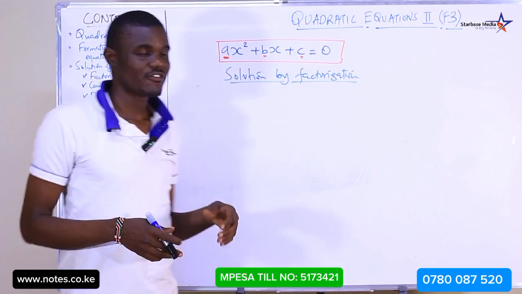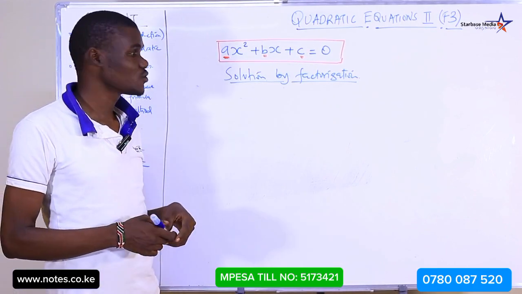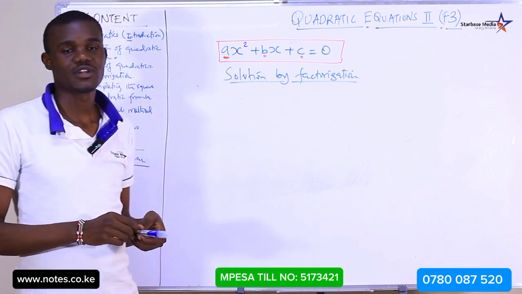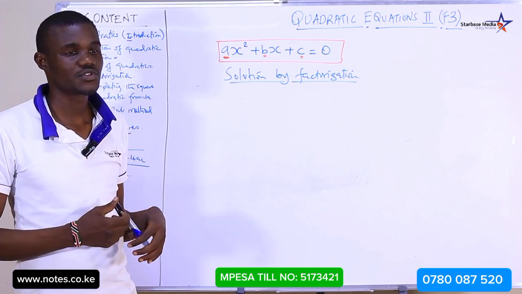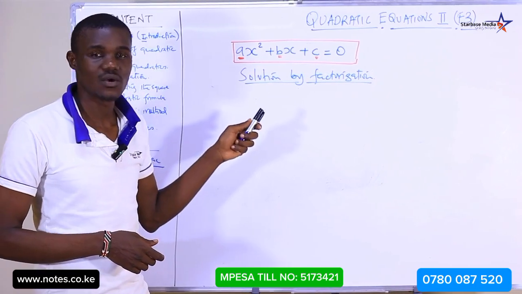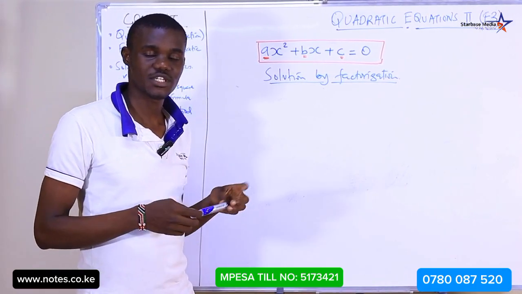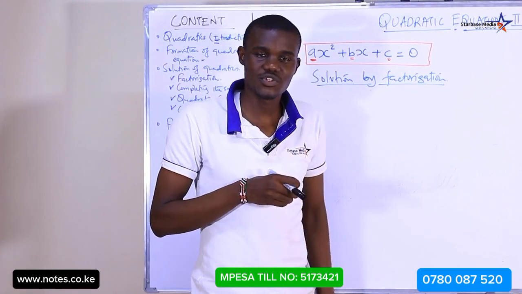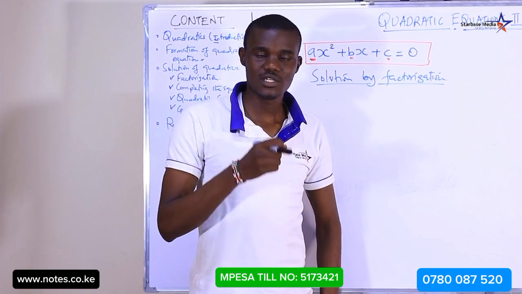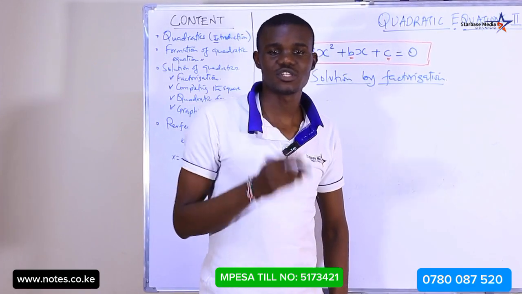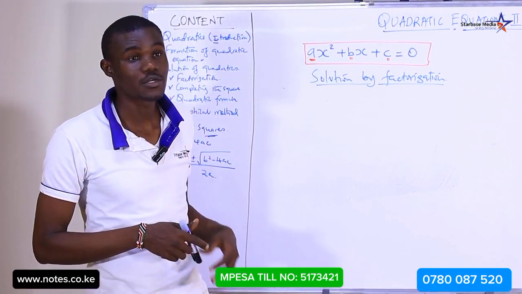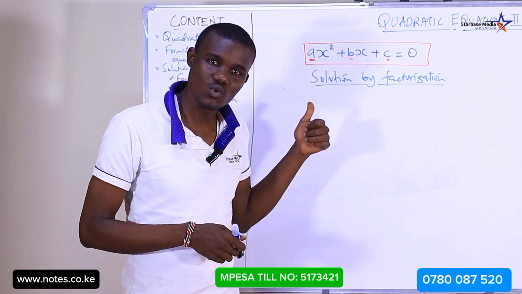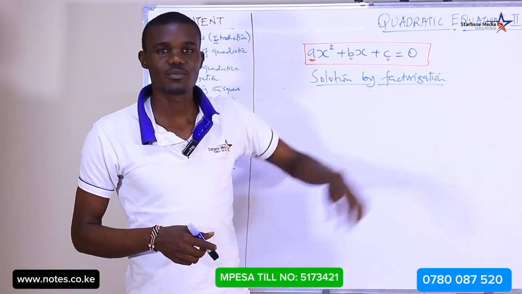Yes, so students, having done the introduction, we move to how to solve quadratic equations. There are many ways of solving quadratic equations. And basically, what we mean by solving a quadratic equation is to get the roots. So anytime you're told to solve a quadratic equation, what the examiner wants you to do is to find the two roots that satisfy the quadratic equation. So the first method through which we can solve or get the roots is called the factorization method.